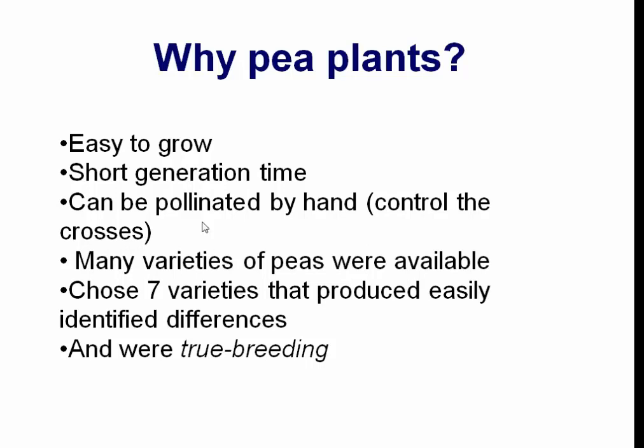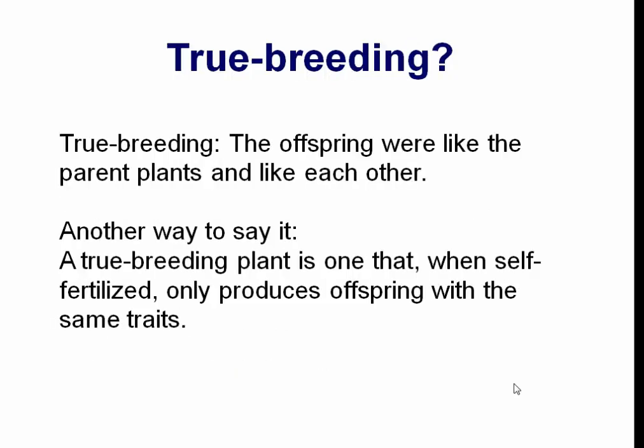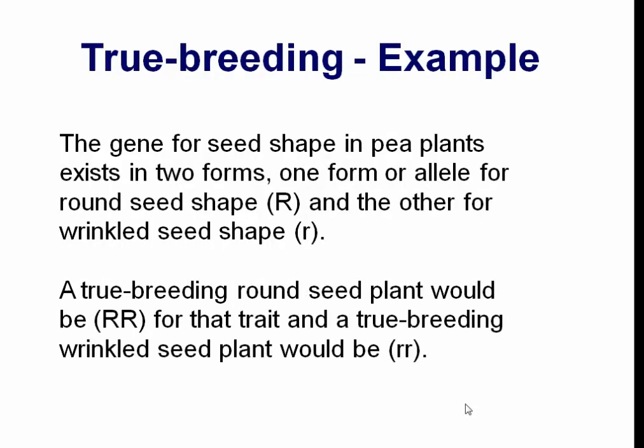He could pollinate it by hand, so he knew exactly what he had. Lots of varieties. He chose 10 specific ones, and they were true breeding. What does that mean? The offspring were like the parent plants and like each other. You'll find out soon that that means they were homozygous, and homo means the same, so they produce that trait in their offspring. It passed down. We're going to talk about dominant, expressed by the capital R, and recessive, expressed by the little r in our Punnett squares, for example.